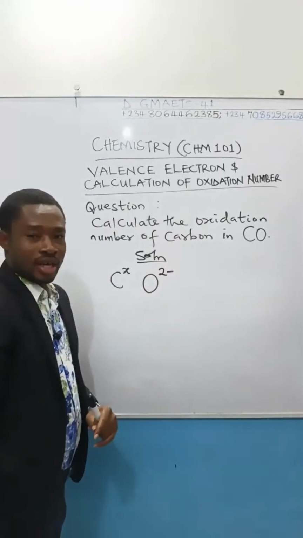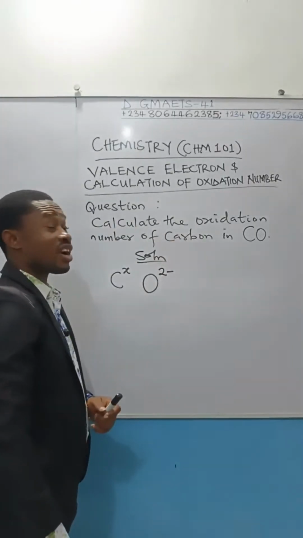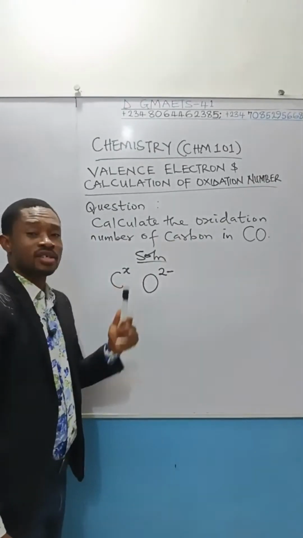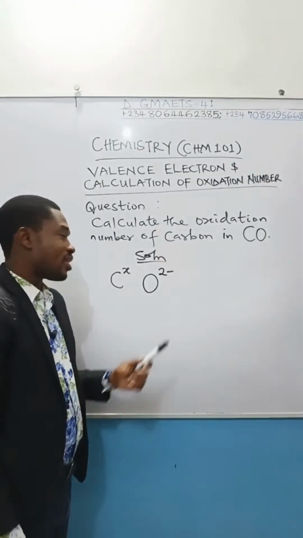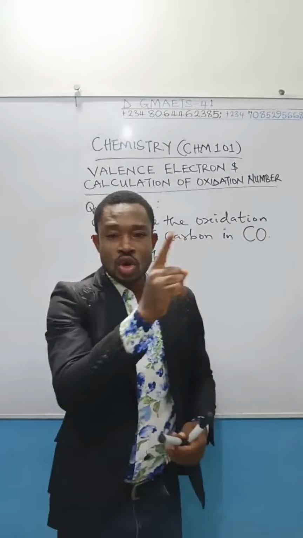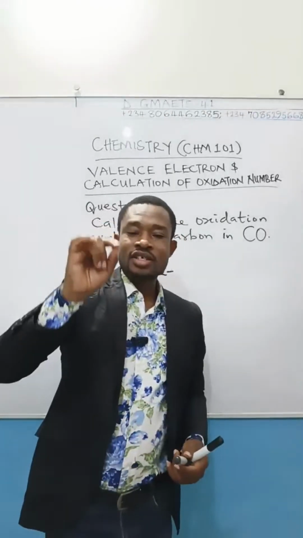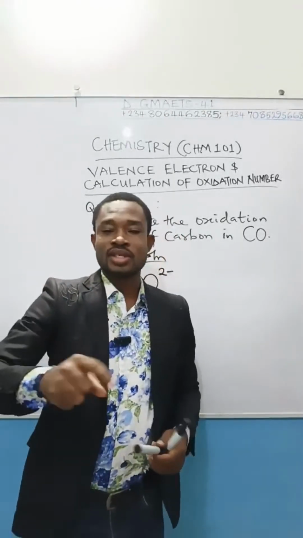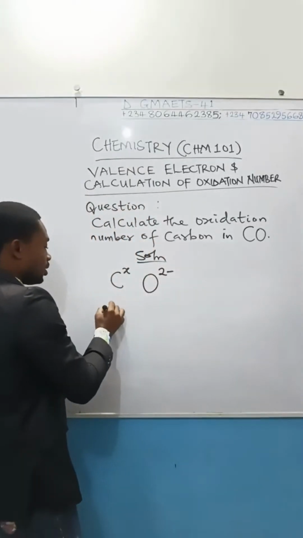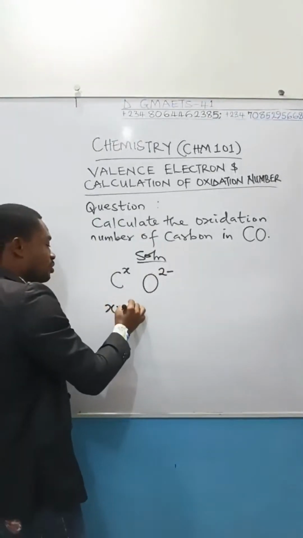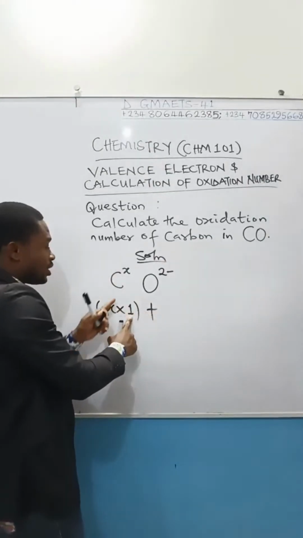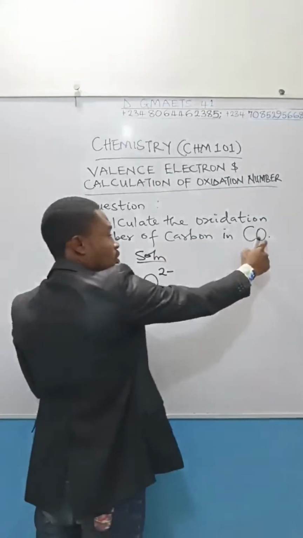CO is a compound. We are asked to find the oxidation number of carbon in that compound. Since we don't know the oxidation number of carbon, we fix X there. Move on to oxygen. Write out the valency of oxygen. Then you use the formula: summation of the valency of each element times its atomicity in the compound, equated to 0. I'll come to carbon. The valency is X times 1, which happens to be the oxidation number we are looking for. Why is it times 1? The atomicity of carbon in CO is 1.